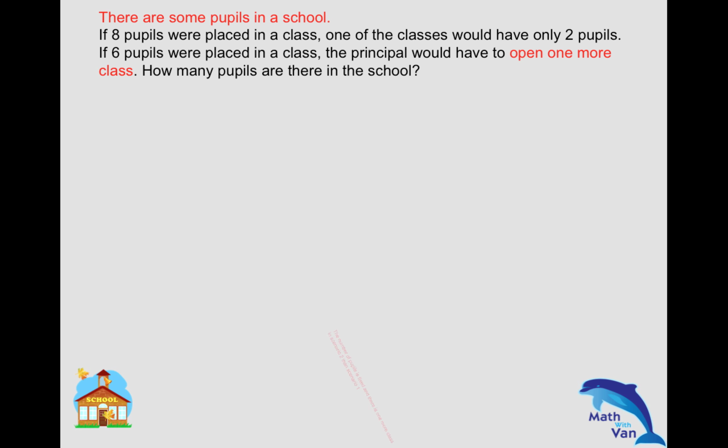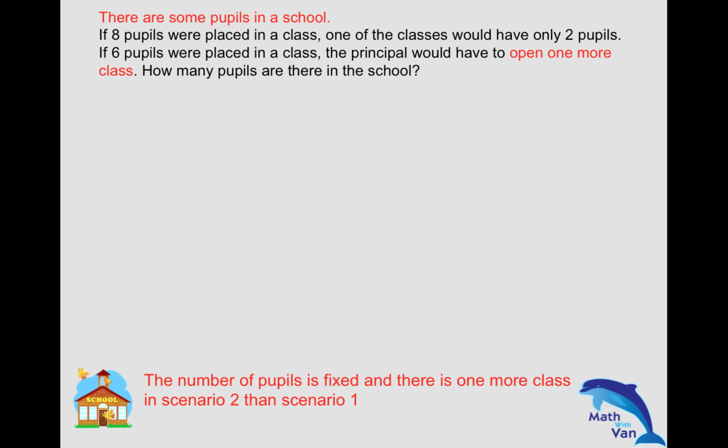So in this case, I have 2 pieces of important information. The number of pupils is fixed, and there is one more class in scenario 2 than scenario 1. So the number of classes is different, and I cannot use the gap and difference method. And because they tell us that in scenario 2 there is one more class than scenario 1, I don't have to use the listing method. So what can I use?